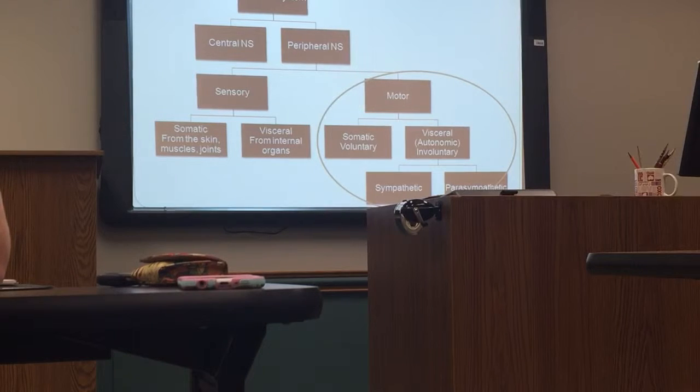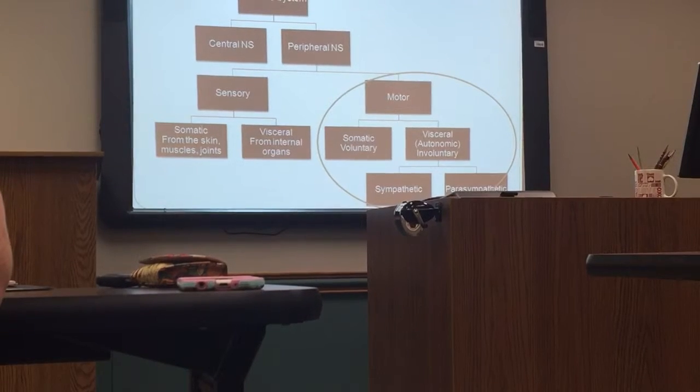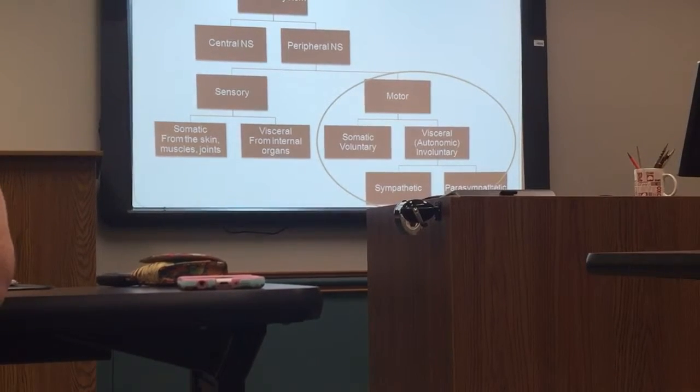Somatic is skeletal only. And then visceral is going to be smooth muscle, cardiac muscle, glands. Again, so these are the effectors that are carrying out the wishes of the brain and the spinal cord.